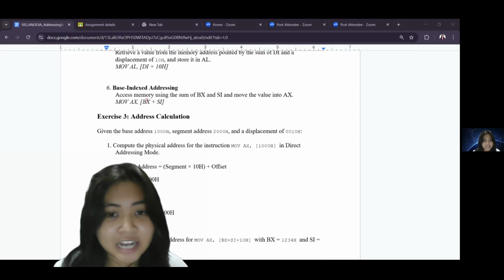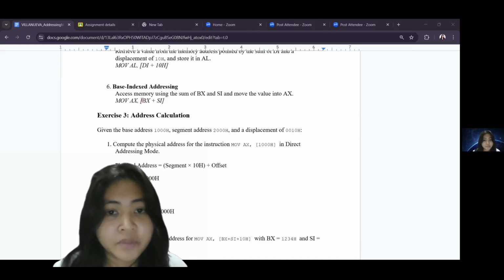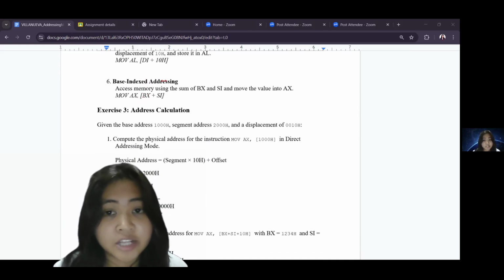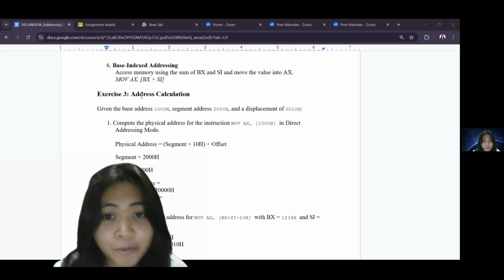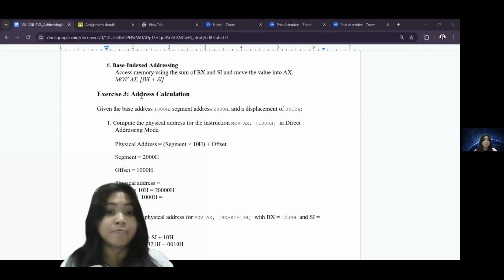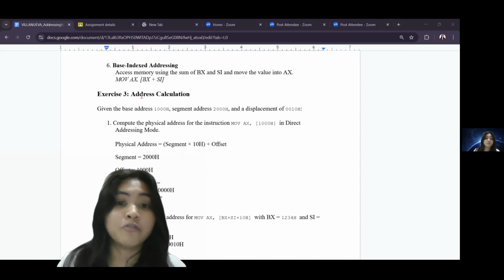Number 6, based index addressing. Mov AX, comma bracket BX plus SI. So combine two registers to calculate the address. Pretty straightforward. Each addressing mode has its own purpose and way to write code for each one.